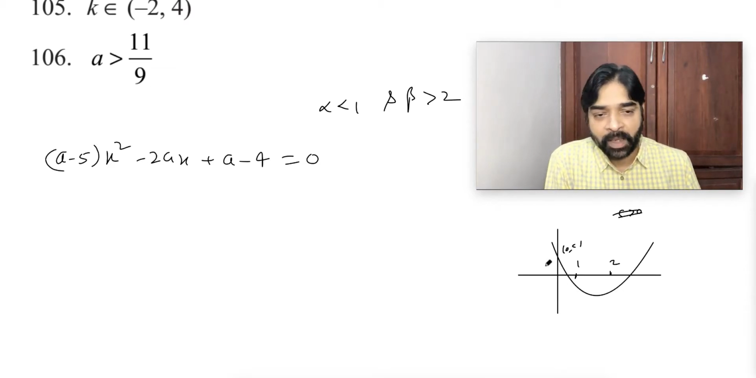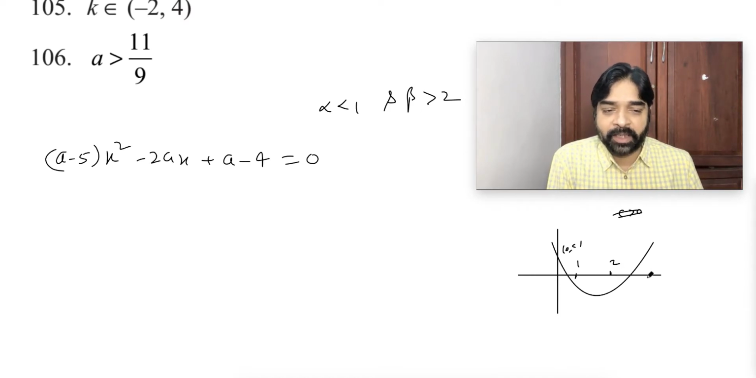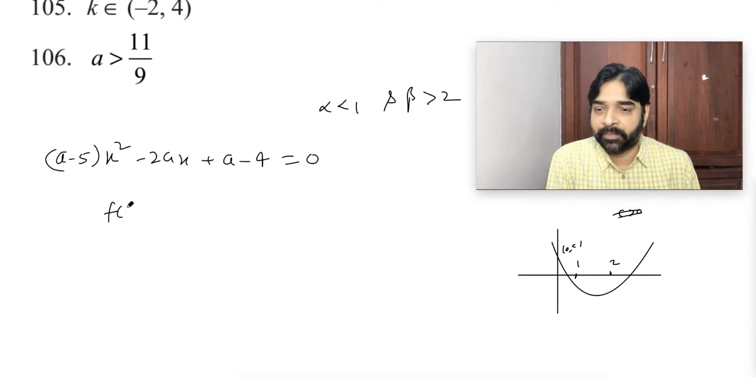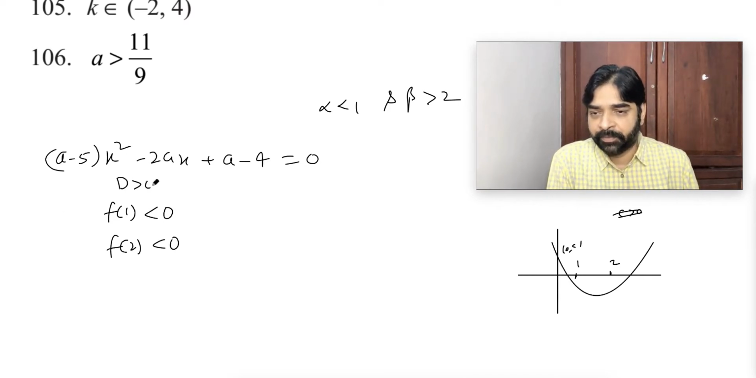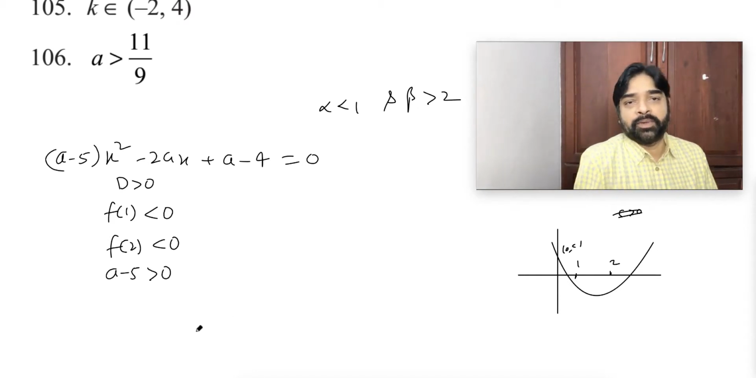Now, for this what is the condition? Roots, these are roots, less than 1, this is the greater. It's an oral question. F of 1 less than 0. F of 2 less than 0. Yes or no? I don't want to put any other condition. Of course, D will be greater than 0 and a minus 5 greater than 0. Did you understand what I wrote?